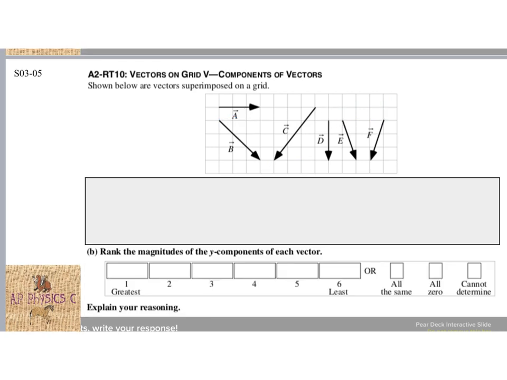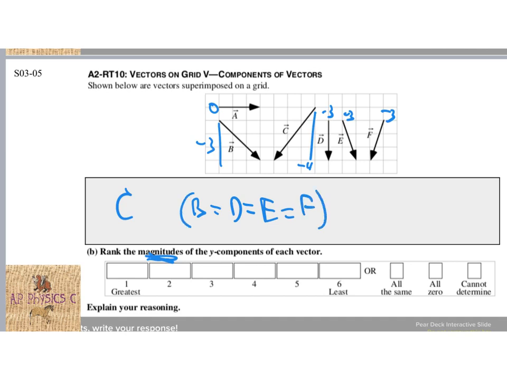Now we're going to do the same sort of thing, but we're going to do it with the y components. Here, A has 0 y component. B has a y component of minus 3. C has a y component of minus 4. D has a y component of minus 3. So does E, so does F. Again, since we want magnitudes, we don't really care about the minus sign. We're going to strip it. So we see that C is the most, and that B and D and E and F are the same, and that A is by itself. And they go in this order.